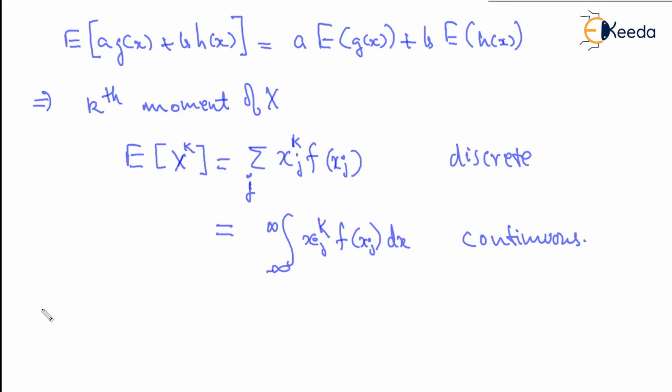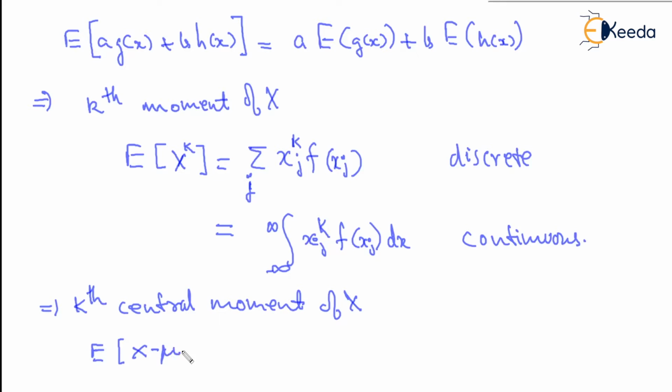The next term is defined as the kth central moment of x. This is given by E of (x minus mu) to the power k. So it can be written as the summation of (xj minus mu) to the power k.